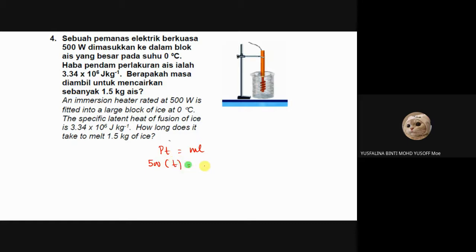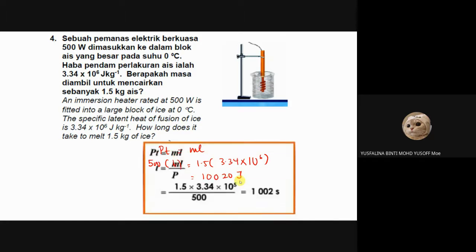Okay, so the mass here is 1.5 and the L here uses 3.34 times 10 to the power of 6. So I got 10,020 joule for this one also. Okay, so that's the answer. If you see this one, it is wrong because they used 10 to the power of 5. Actually, it's 10 to the power of 6. So this answer is wrong. You just take the value that you calculated just now. So just use your answer.